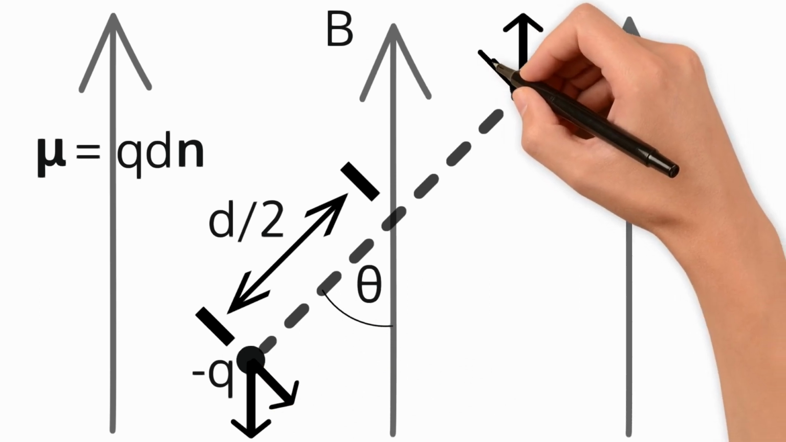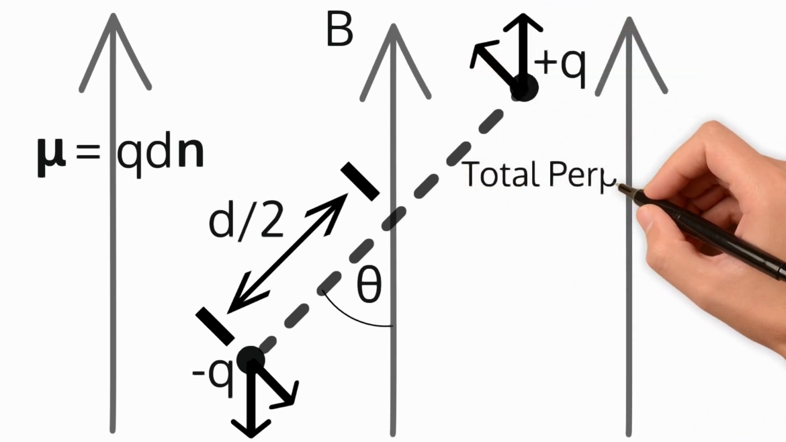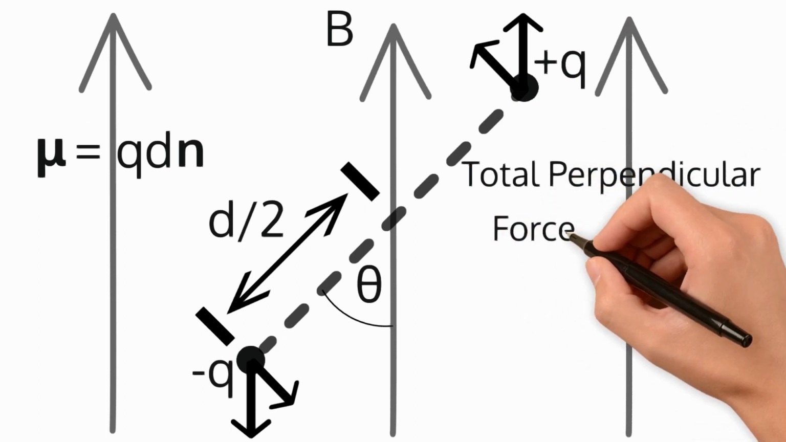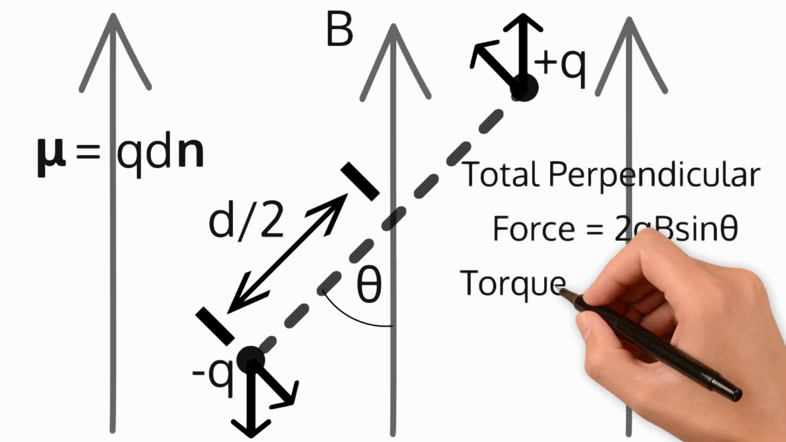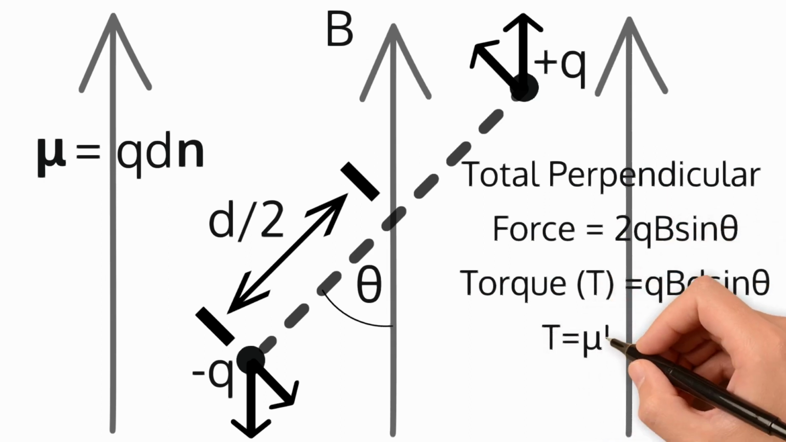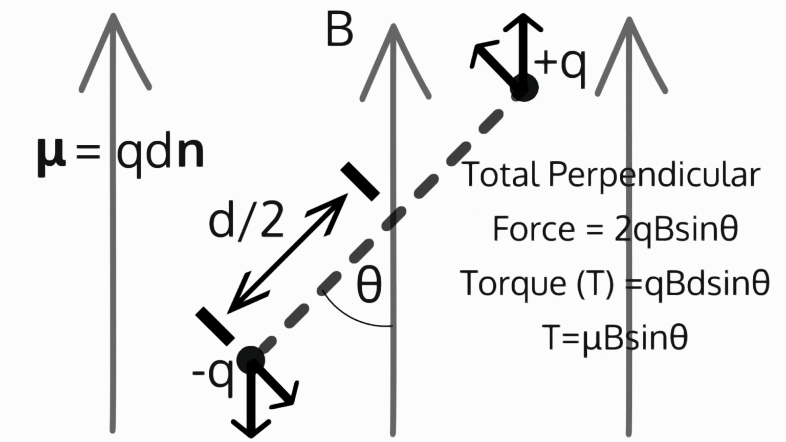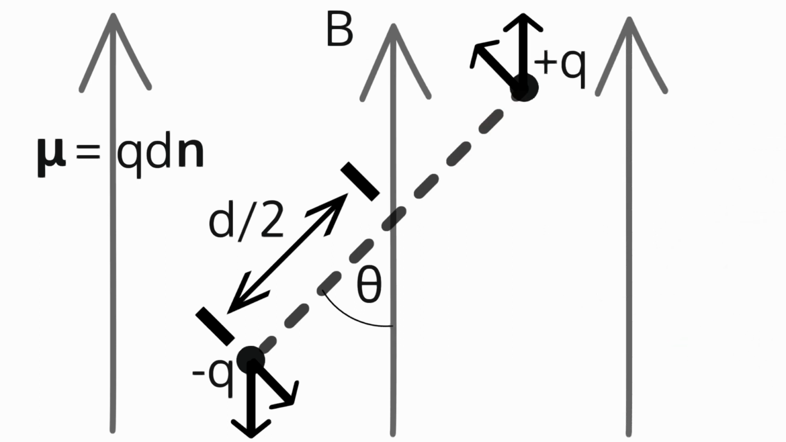The component of the force perpendicular to the n vector on each monopole is plus or minus qB sine theta respectively. So the total torque on the system is qdB sine theta, which we can see is equal to muB sine theta. This is the equation for the magnitude of a cross product, so if we represent torque as a vector, we can write T equals mu cross B. We can see from the diagram that the direction of T is such that mu and B will tend to align, and this means that the lowest potential energy state is when they are aligned.